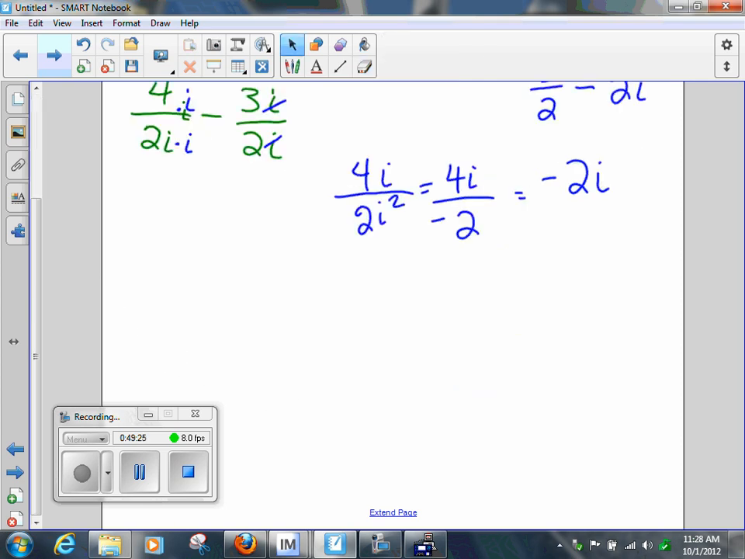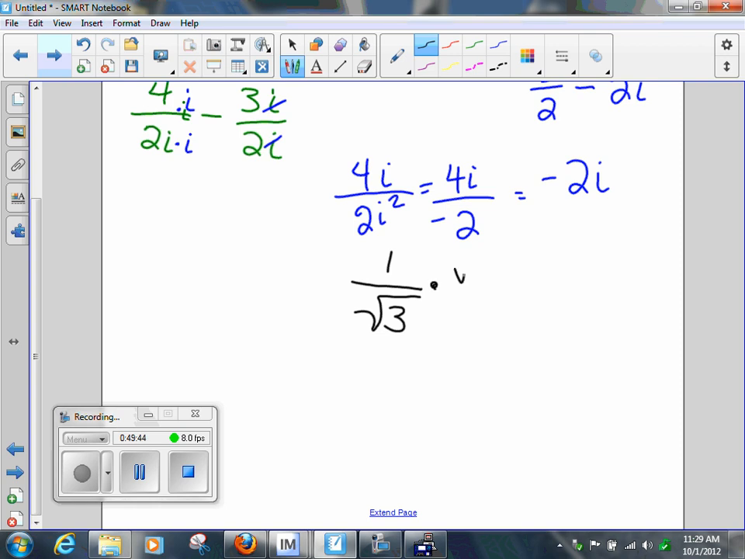Remember when we had, let's say, 1 over root 3. What did we have to do? Can you have a radical in the denominator? No. So we had to rationalize. And how do you rationalize? You multiply by root 3 over root 3, which is actually just what? We're multiplying by 1. And we would get root 3 over plain old 3. Do you guys remember that?